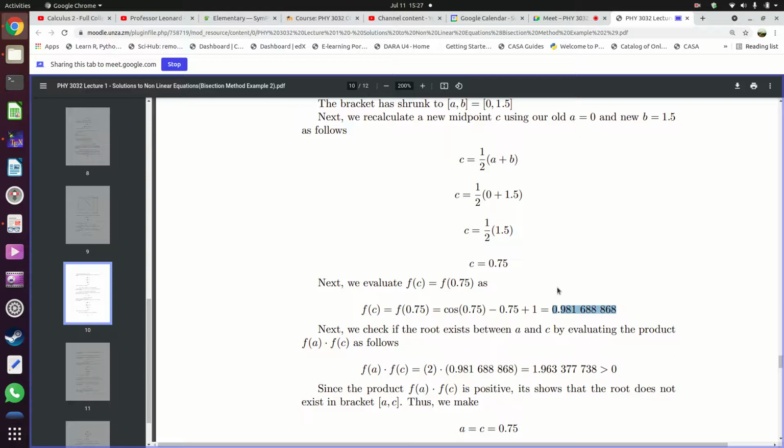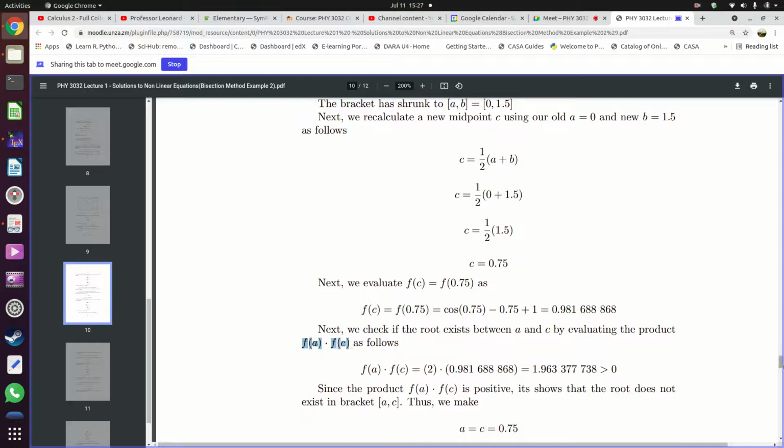Yes. So we check again. The check we are doing is always between the lower boundary and the midpoint. Is there a solution between the lower boundary, which is A, and the midpoint C? And how do we do that check? We work out the product f of A times f of C.